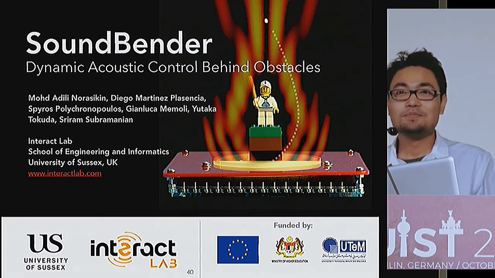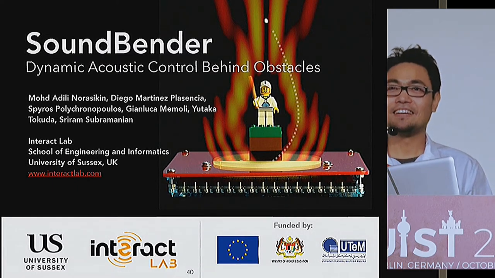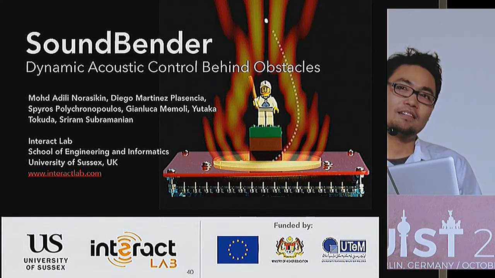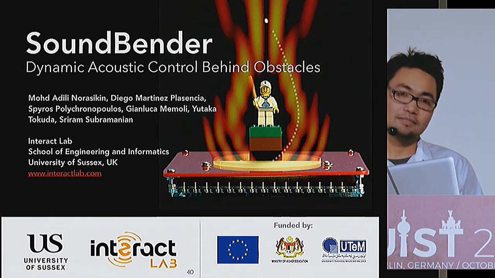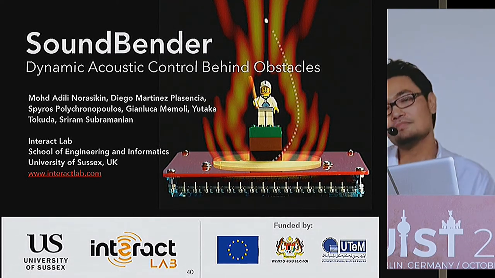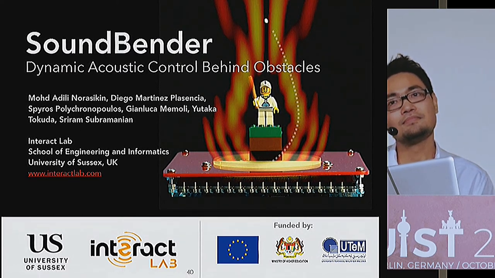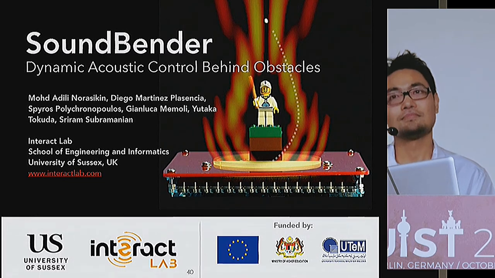Hi, thanks for a great talk. I really enjoyed it. Could you give us an idea of the degree of angular steer you can get around an object? How far around a corner can you go, firstly? And secondly, can you tell us what the effect is on the degree of maximum pressure you can exert compared to not having the object there?